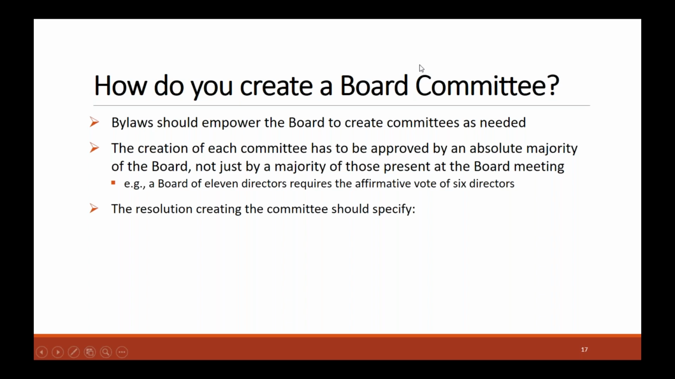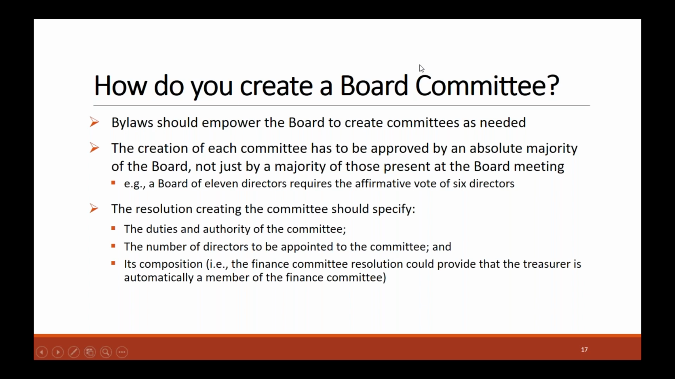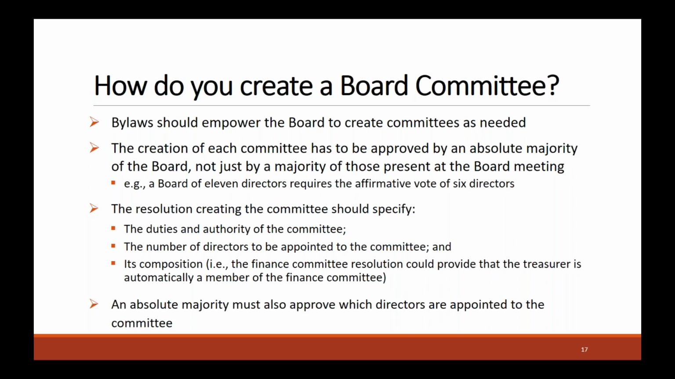The resolution creating the committee should also specify the duties and authority of the committee, the number of directors, and the composition of the committee. For example, you'll commonly see a finance committee resolution saying that the treasurer is automatically a member of the finance committee. That makes sense. An absolute majority must also approve which directors are appointed to the committee. So you see that we have an absolute majority requirement to both create the committee and to appoint the individual directors.